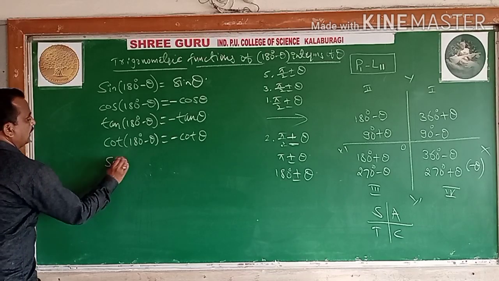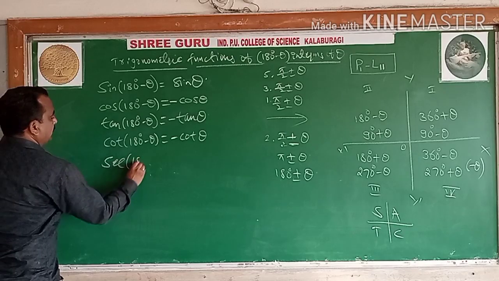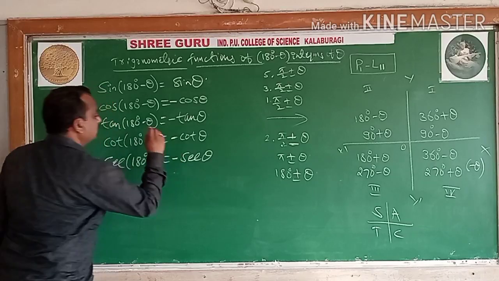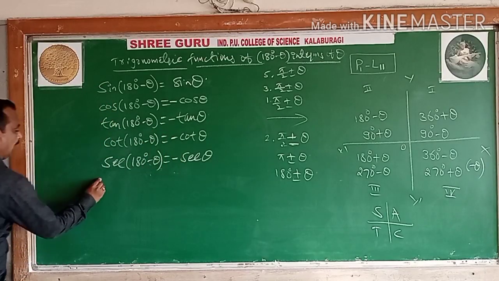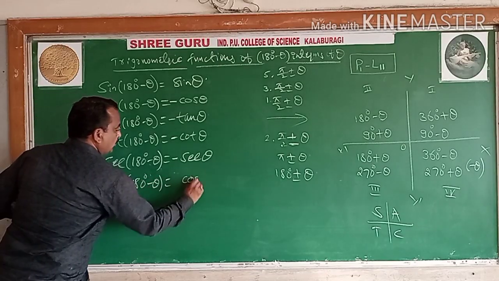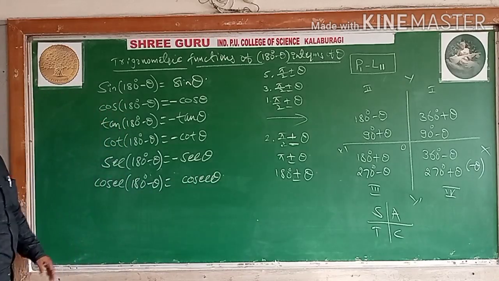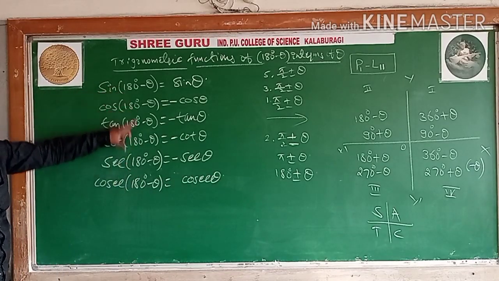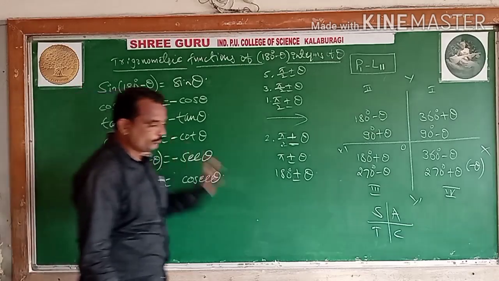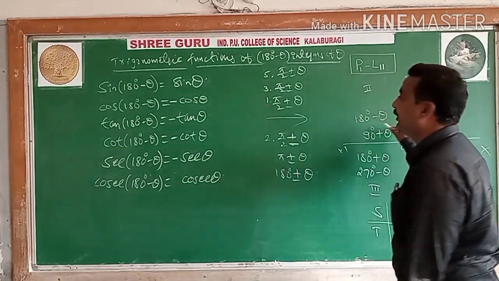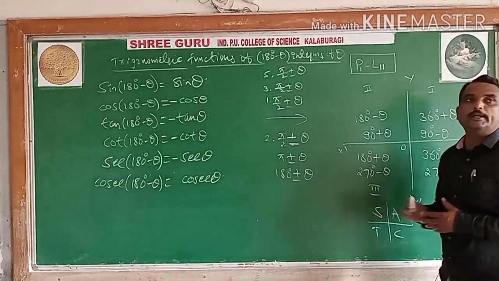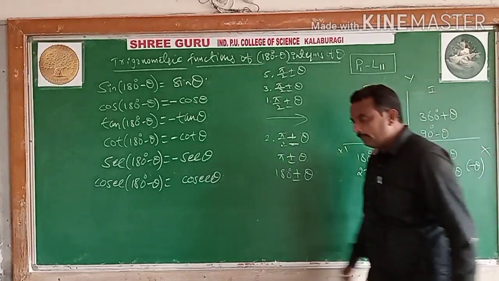The next, sec of 180 minus theta, no changes, the function remains the same, but negative. And the last one is cosecant 180 degree minus theta. It is only cosecant theta, no changes, and positive because of the second quadrant angle. In the second quadrant, sin and cosec are positive, and all the remaining trigonometric functions are negative. So this is about 180 degree minus theta.